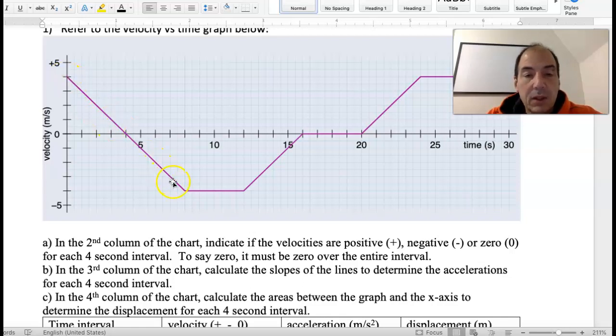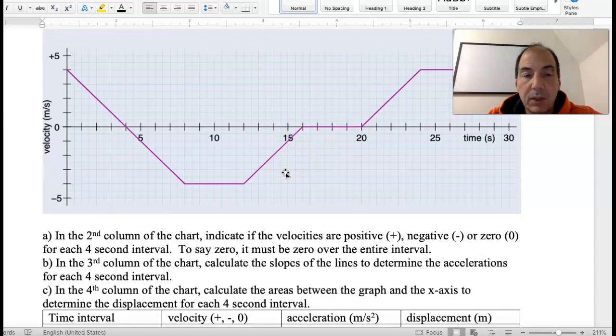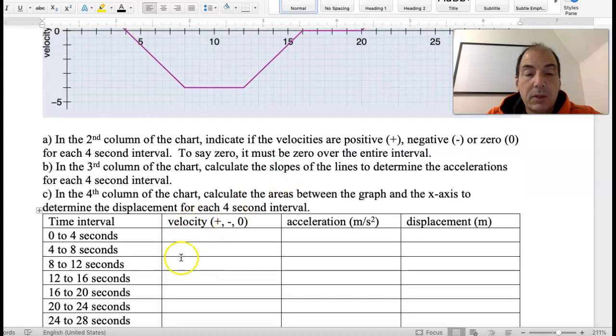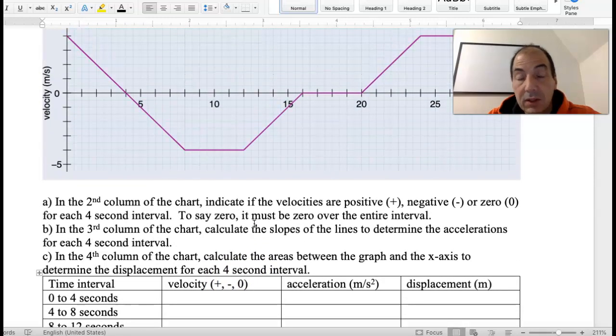We see different things going on in different regions of the graph, and we're going to get into discussion of what they all mean as we go through this. So the first thing we're asked to just take note of is, in any given interval, is the velocity positive, negative, or zero? So that's really just looking at the graph and saying, is it above the y-axis, is it below the x-axis, is it on the x-axis?